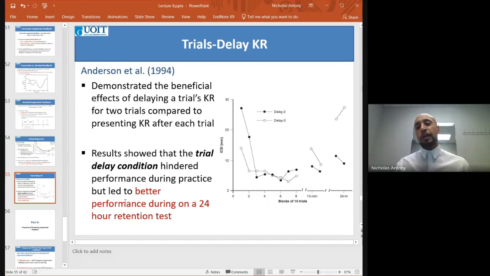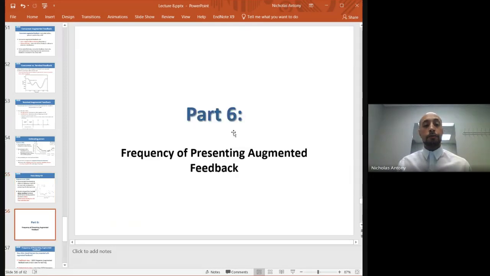This was just where they looked at maybe if you delay giving them feedback, like after a couple trials, there may be a benefit. Not super important.